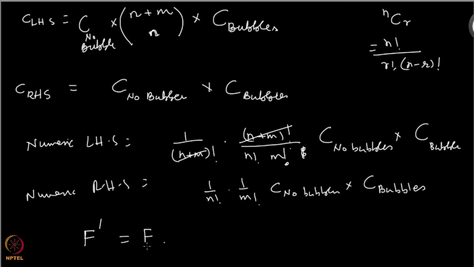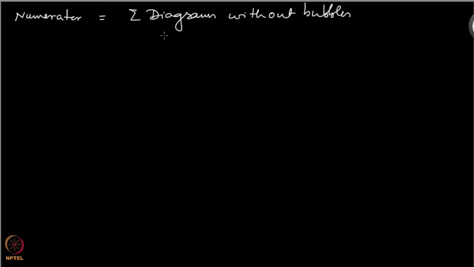Good. So with this we can make a nice statement. You see that the numerator of our master formula you can write as the sum over diagrams without bubbles times 1 plus the sum over diagrams with bubbles. Let me tell you why I am saying that.